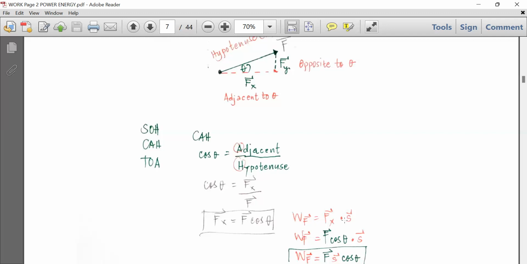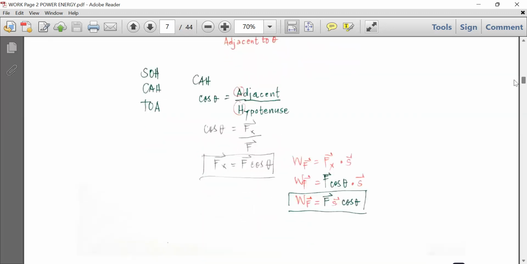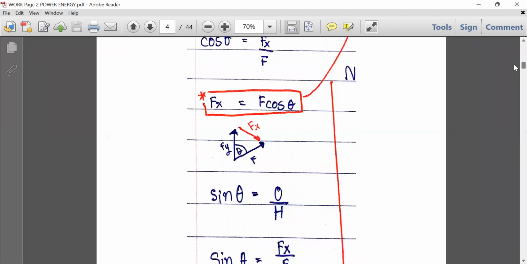Work is f sub x times displacement. So substitute F cosine theta into this quantity, and then you multiply F cosine theta by the displacement, and you get the final formula for work, and that is Fs cosine of theta. Okay.